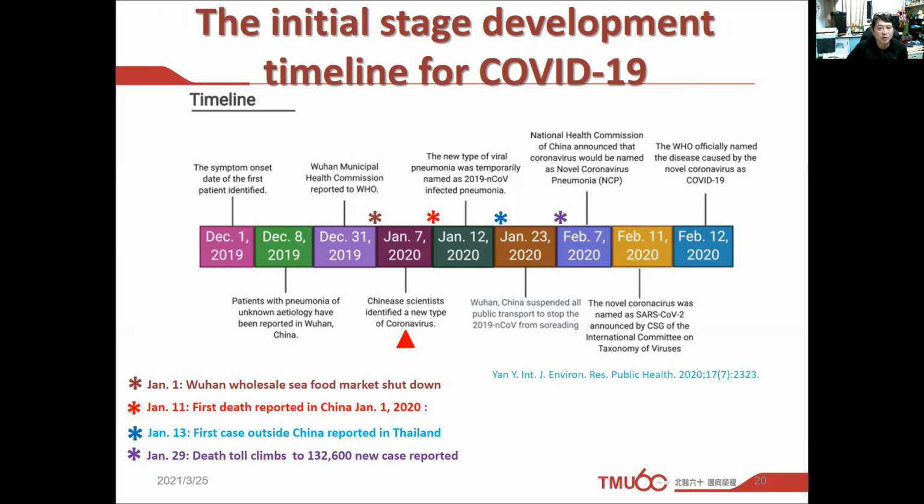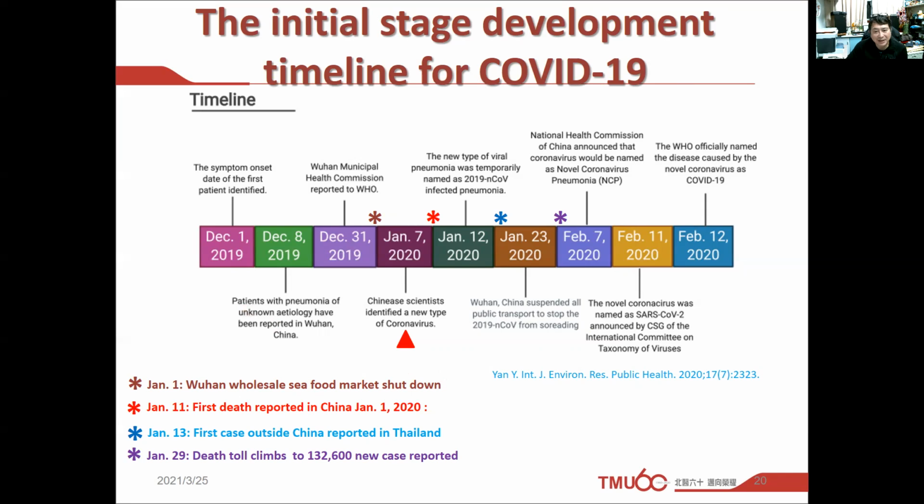Okay, the next one, I'm going to go over what the agent is that causes COVID-19. Okay, the first identification of a new type of coronavirus, the agent causing COVID-19, was discovered on January 7, 2020. Okay, this is probably 1 month after the first symptoms were discovered in Wuhan city.